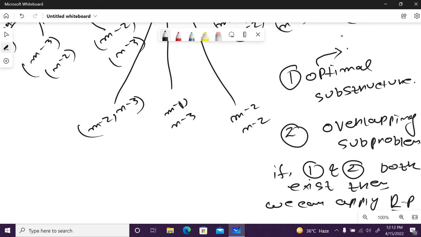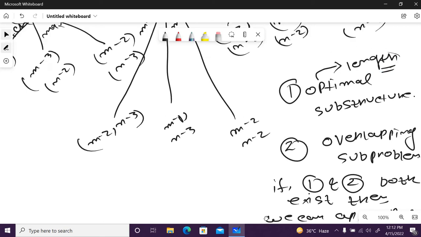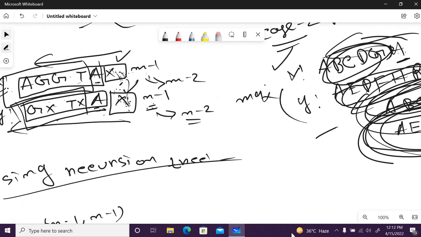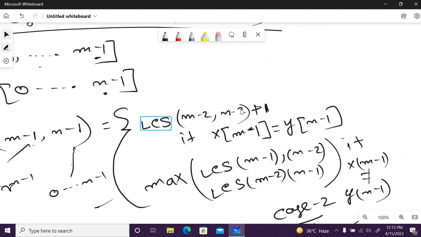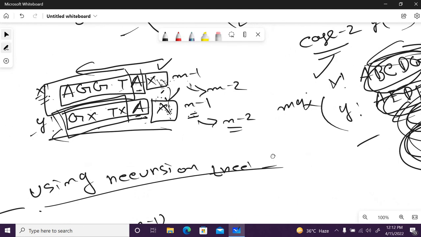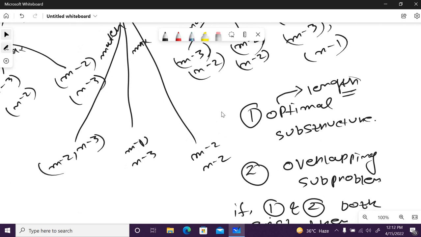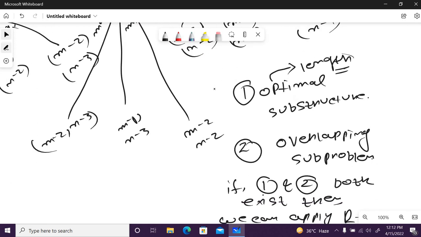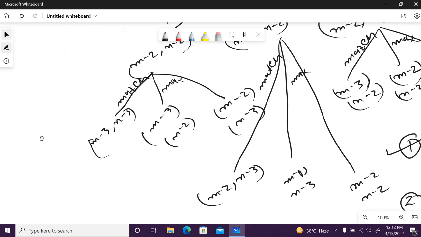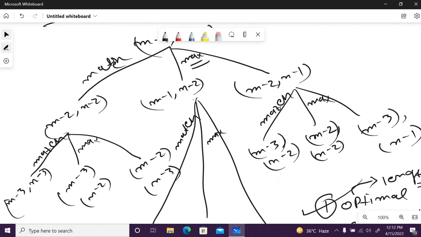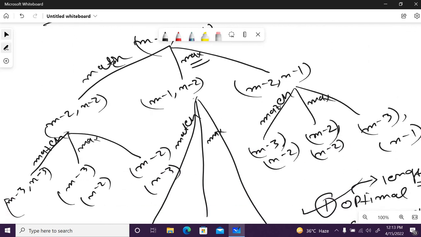if the length is becoming lower. Here we can see that the length is becoming lower, L1. So I can say that it is the optimal substructure. It passed the first one. The second one is overlapping subproblem. Is there any overlapping subproblem? Obviously, yes. You can find it in the subtree.